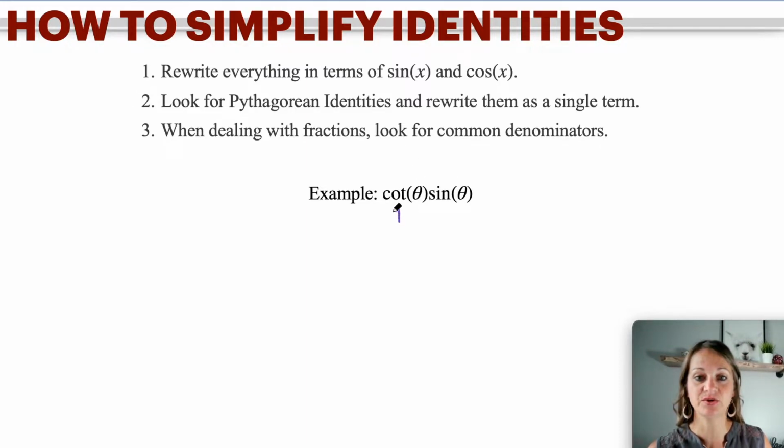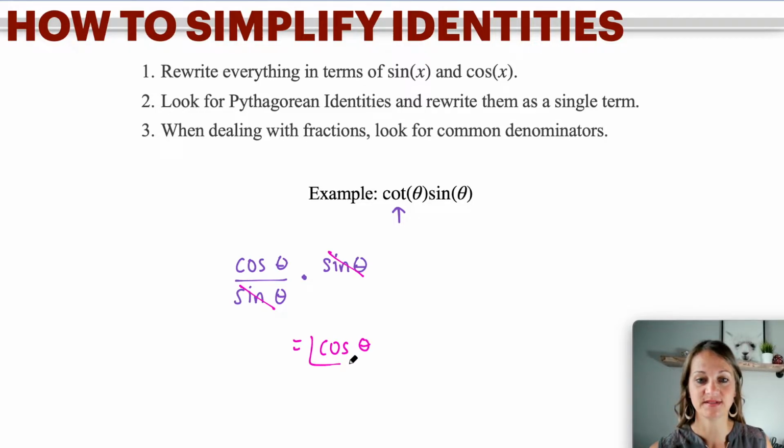The first thing I'm going to do is take cotangent and replace it with the quotient identity, which is cosine divided by sine. And that is being multiplied by sine. Now I notice that there is a sine in the denominator and a sine in the numerator. If I divide out a sine, they will cancel, leaving me with my answer of cosine theta, which we have now simplified.